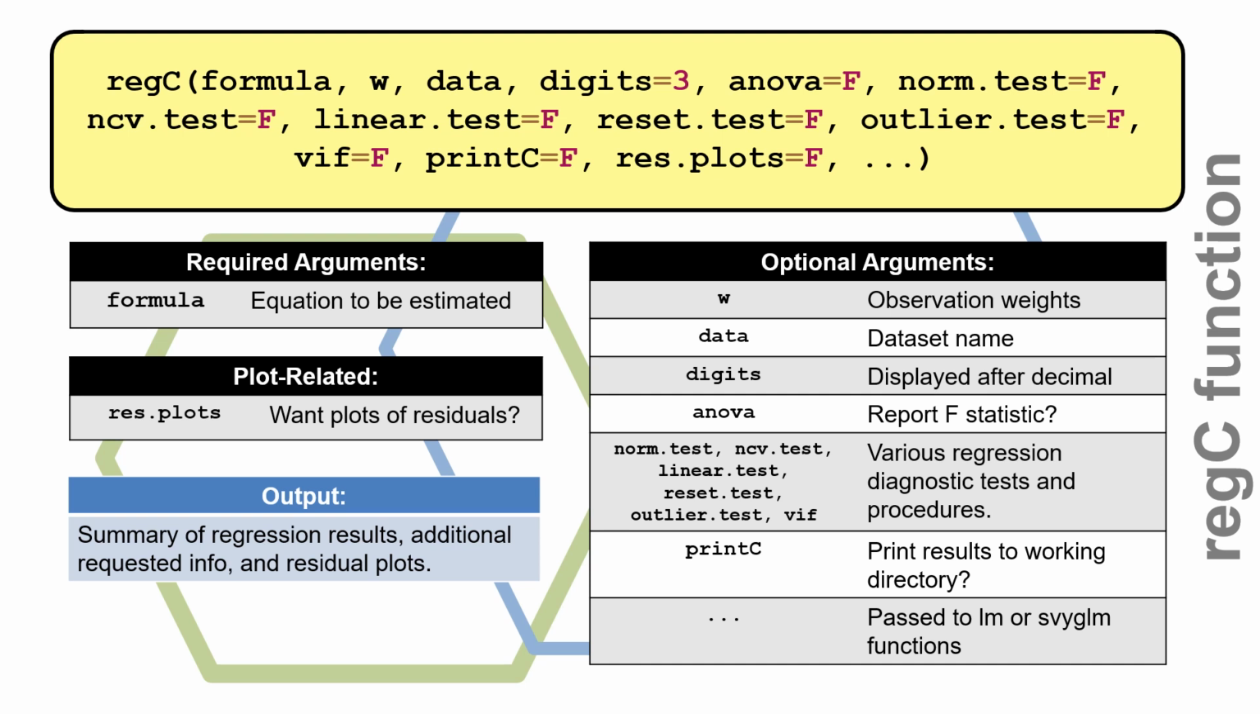The regC function supports a standard set of optional arguments. With regC, you have options to specify observation weights, the dataset name, the number of digits you want to see after decimal points, and whether you want to print your results to an HTML file in your working directory. I will briefly discuss the ANOVA argument in this video as a measure of model fit. I will discuss regC's other optional arguments and plot-related arguments in other videos about the regC function. To learn how to use the regC function, let's work through some examples together.